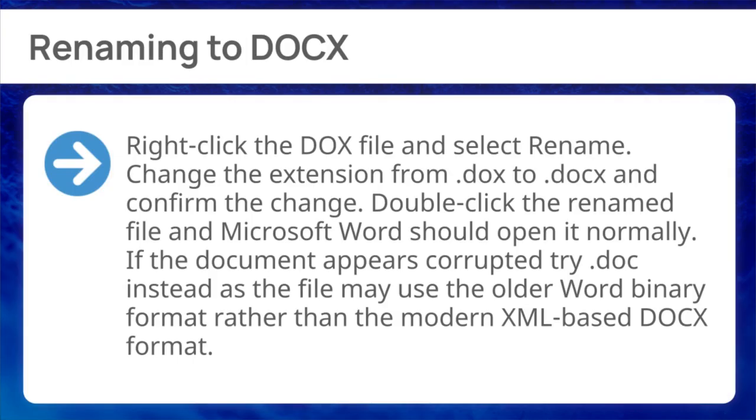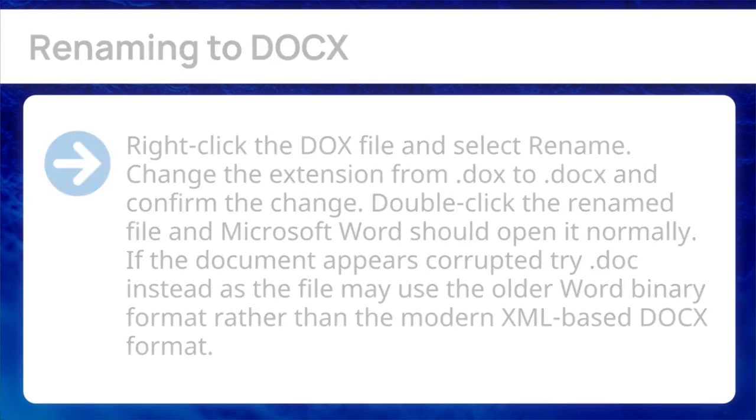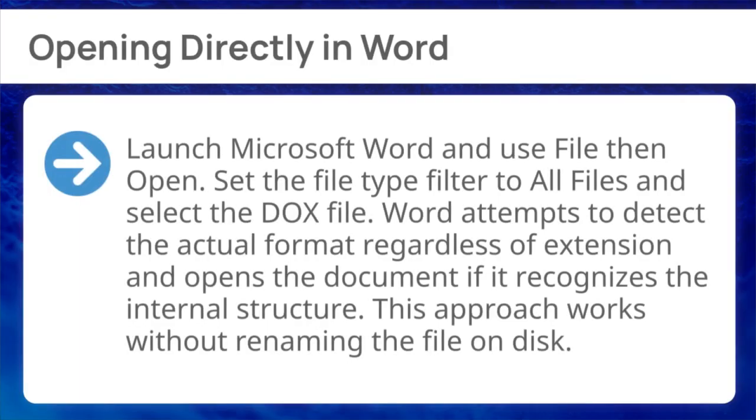If the document appears corrupted, try DOC instead, as the file may use the older Word binary format rather than the modern XML-based DOCX format. Next, opening directly in Word. Launch Microsoft Word and use File, then Open. Set the file type filter to All Files and select the DOX file. Word attempts to detect the actual format, regardless of extension, and opens the document if it recognizes the internal structure. This approach works without renaming the file on disk.